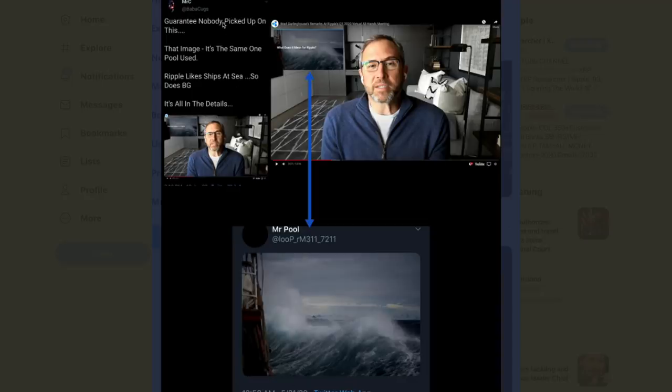There's a Bubba Cugs tweet here. Guarantee nobody picked up on this. That image, it's the same one Poole used. Ripple likes ships at sea, so does BG. It's all in the details. Yeah, that's right. BG, Bearable Guy 123, also used a ship image for his latest riddle. And now we're seeing this. Mr. Poole, the waves. Brad Garlinghouse also showing this in the PowerPoint presentation from his home office just yesterday.